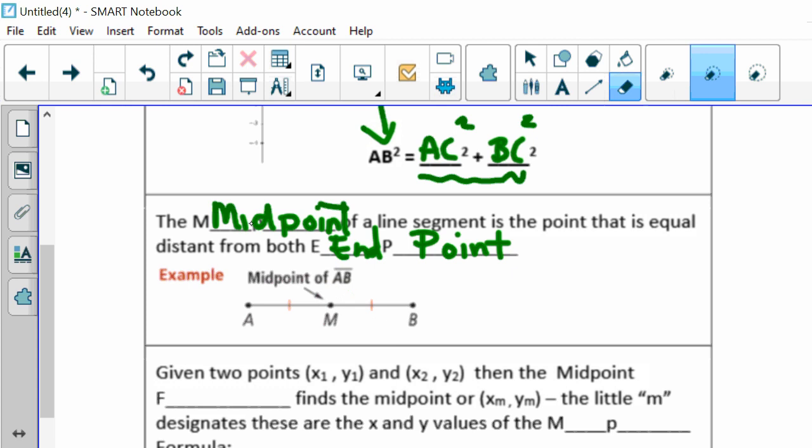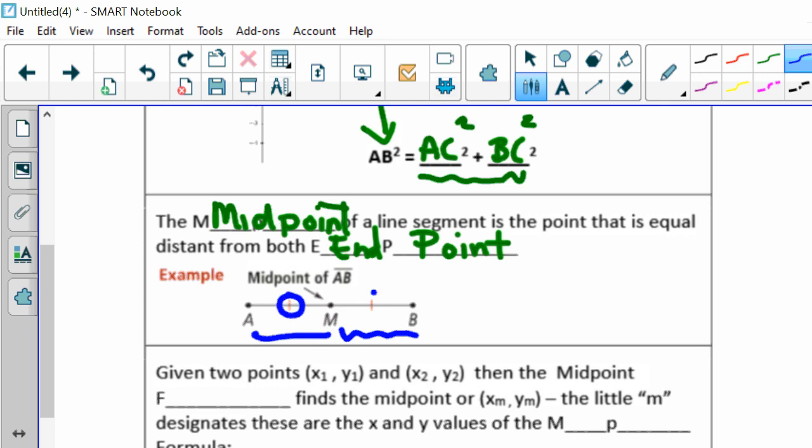Now let me just show you some notation here that you should recognize, or if not, learn it this year. The segment, since M is the midpoint, the segment AM going from here to there and the segment MB are the same length. And they mark them with this single slash that tells you that they're congruent to each other, same length. If one's 5 inches long, the other one's 5 inches long.